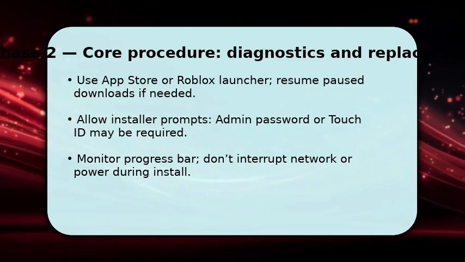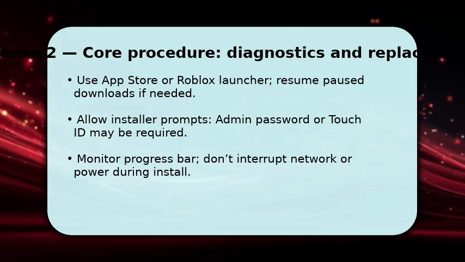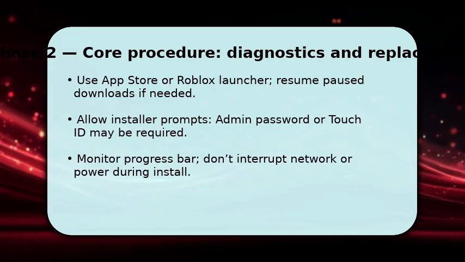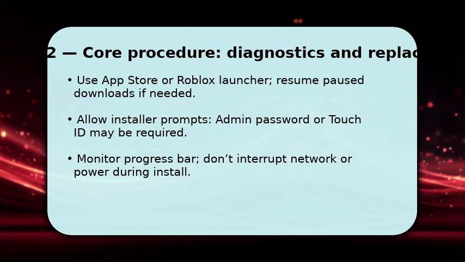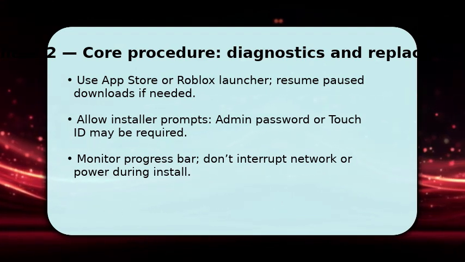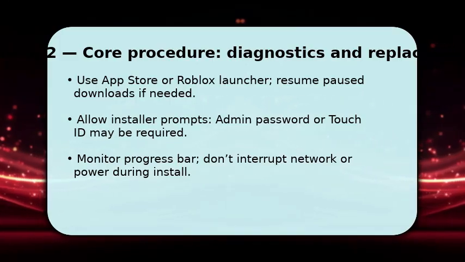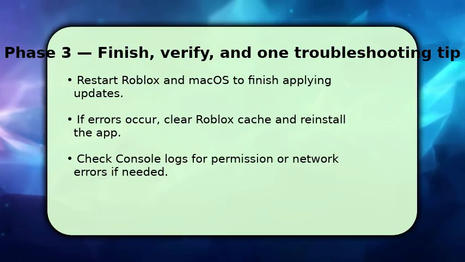When installer prompts appear, provide your admin password or use Touch ID so the updater can replace application files. Keep your Mac awake and plugged in, interrupting the install risks corrupted files. Once the progress bar hits completion, the updater prepares to finalize components. You finish by relaunching Roblox, and if prompted, restarting macOS so kernel extensions and helper services reload.